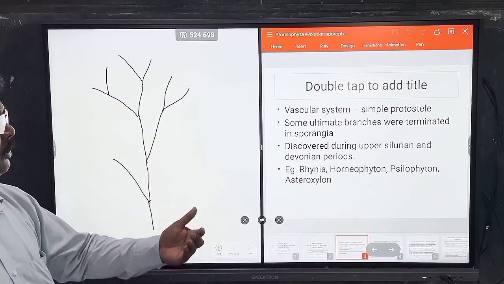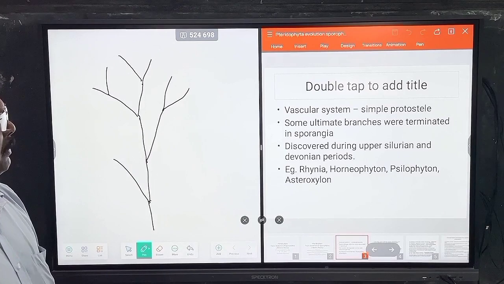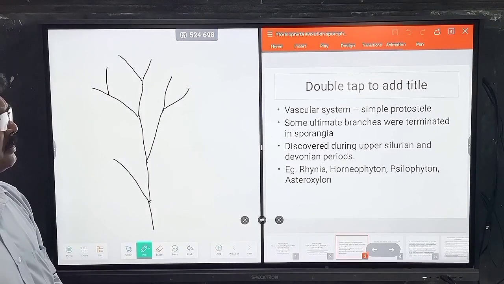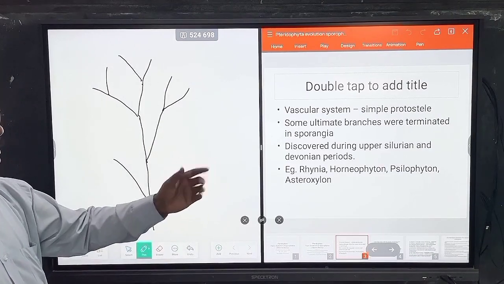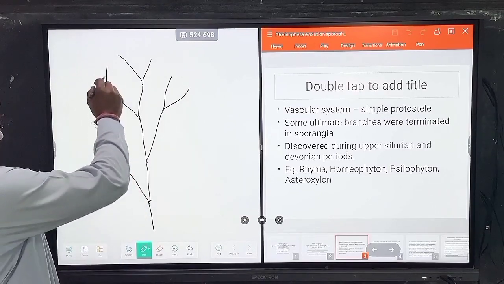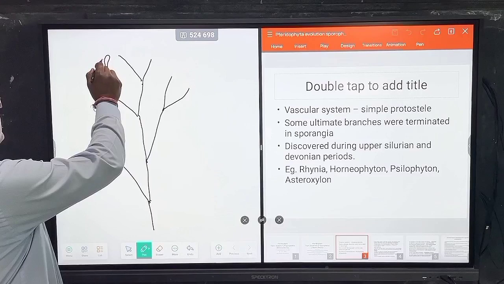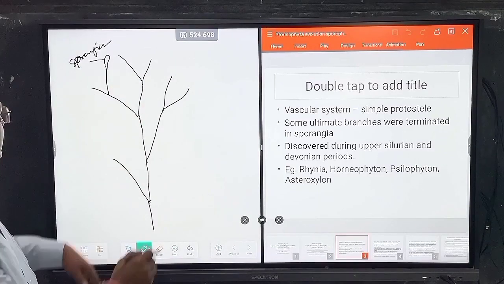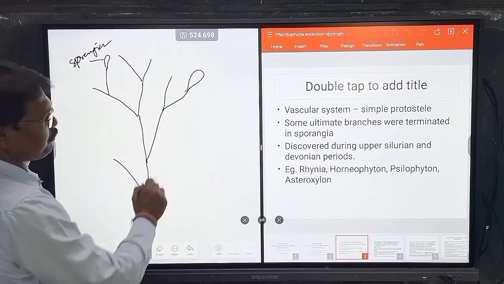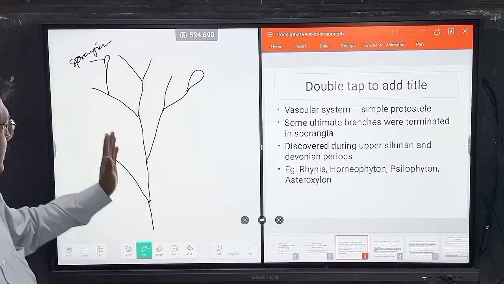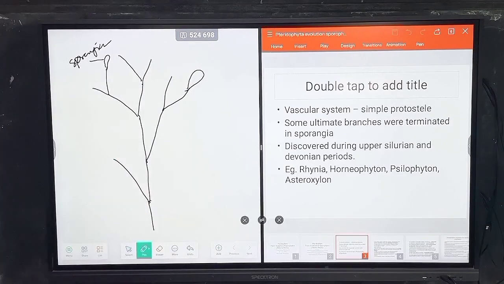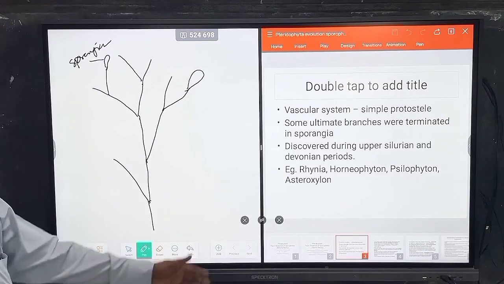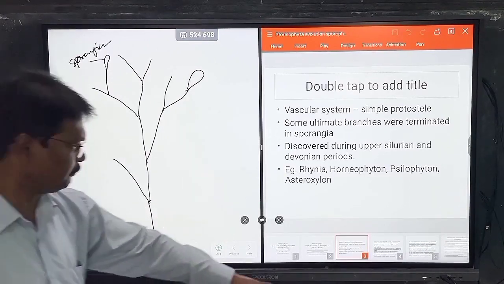As you know, pteridophytes are a vascular class, having a simple vascular system, protostelic type. Some alternate branches were terminated by sporangia. These are alternate branches terminated by sporangia. These types of plants were discovered during the upper Silurian and Devonian periods, for example Rhynia, Psilophyton, Xylophyton, and Asteroxylon.